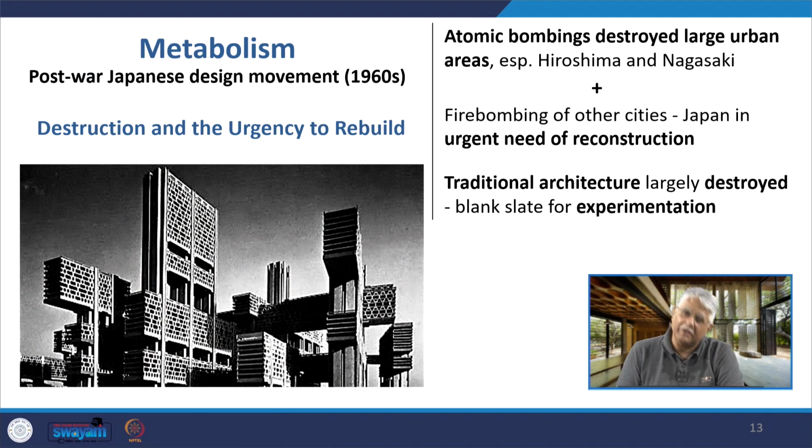Then we come to Metabolism. Metabolism was a post-war Japanese design movement that came up in the 1960s, and it happened because of the massive destruction that had taken place in Japan. There was an urgency to rebuild. After the atomic bombings of the cities of Hiroshima and Nagasaki and large scale urban destruction because of firebombing also in other cities, Japan had an urgent need of reconstruction, and traditional architecture was largely destroyed, and there was left a blank slate to begin experimenting.